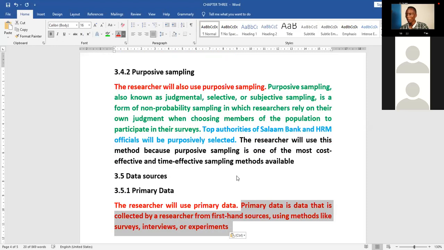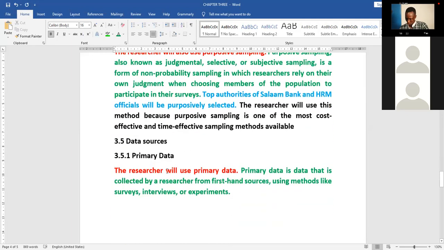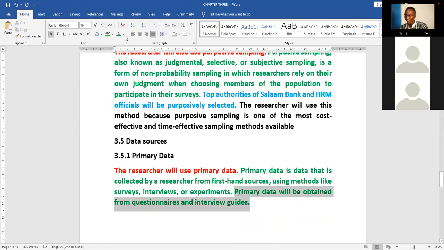What is next? The next thing is to explain the item. So where you're going to get primary data, you're supposed to talk about the sources of primary data. So we're going to say that primary data will be obtained from questionnaires and interview guides. So those are the sources of primary data. This one should be in color blue.